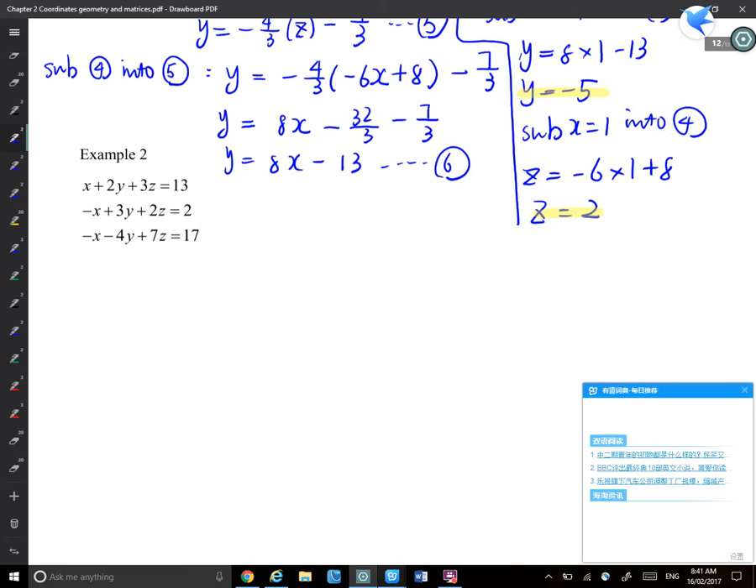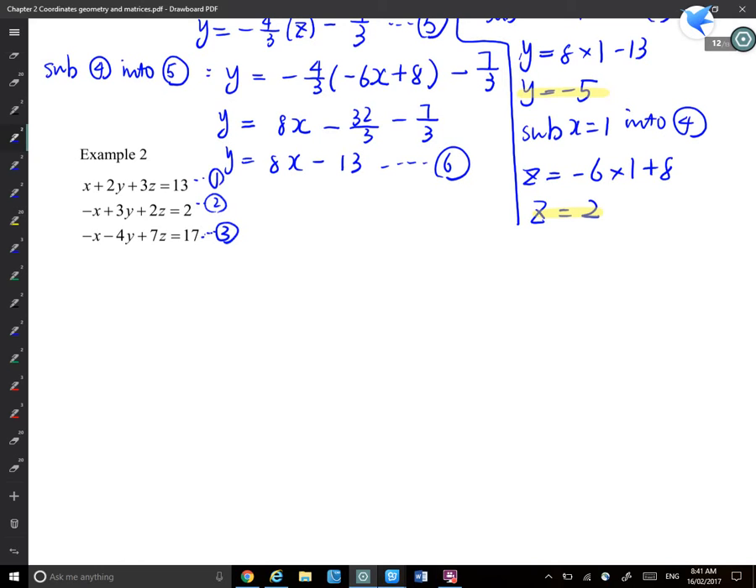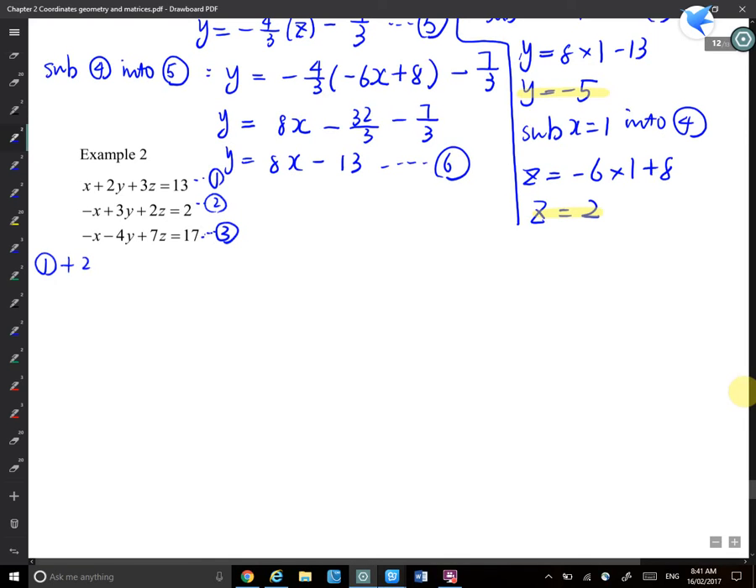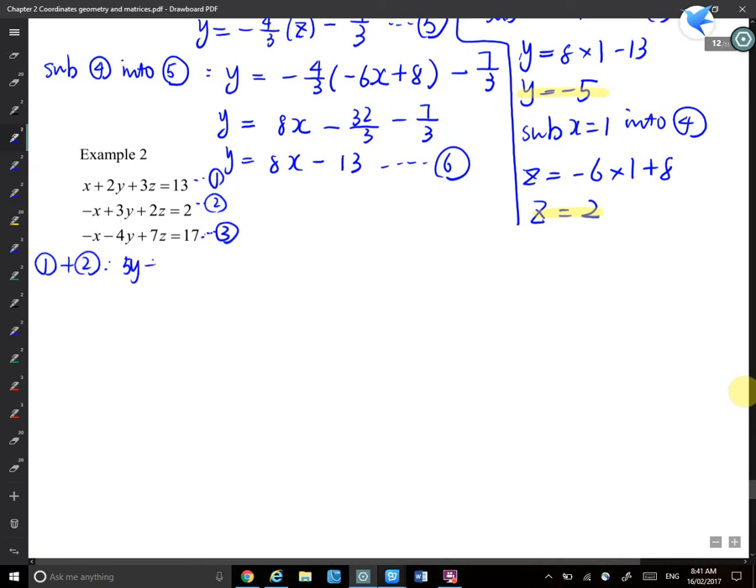Let's say number 1, number 2, and number 3. What we can do is, first we can add equation number 1 and number 2. Why are we adding them? Because we can eliminate one variable. So we have 5y plus 5z equals 15. So y plus z equals 3. And z will be minus y plus 3.